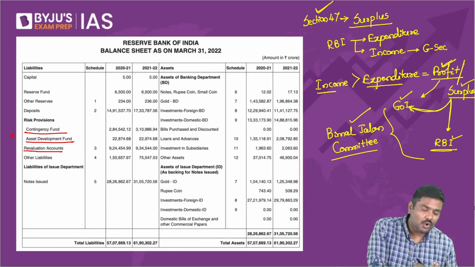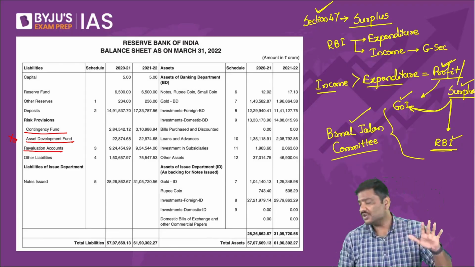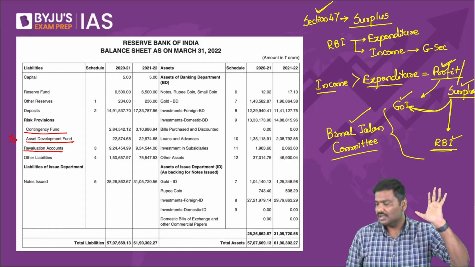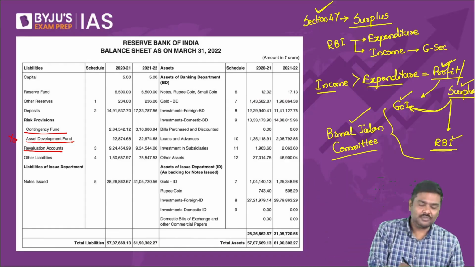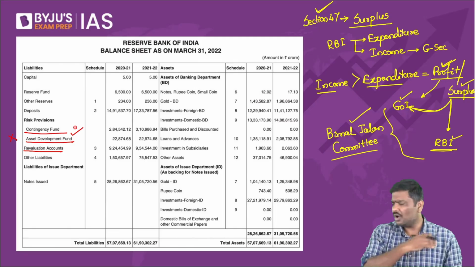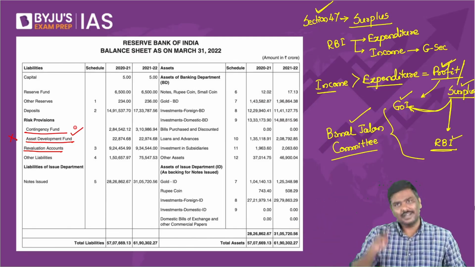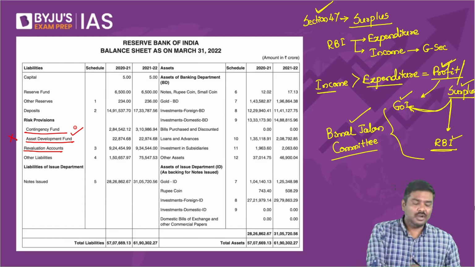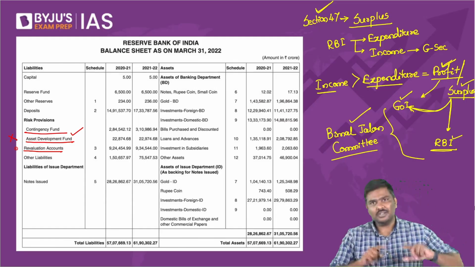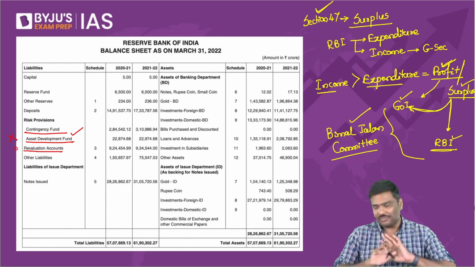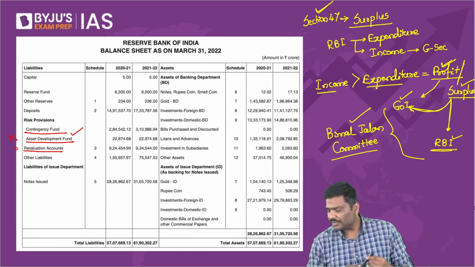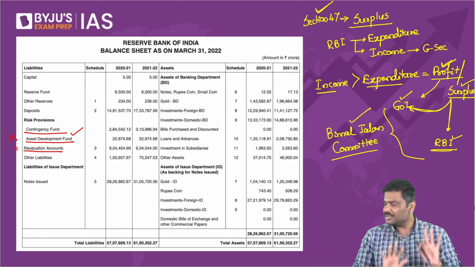UPSC GS paper will not ask you all of this. Do not waste your time. Only for the optional paper do we have to discuss all these concepts. They are very much relevant for optional paper economics, specifically optional paper 2. But for the GS paper, do not worry, do not waste your time on this. Can we go forward?